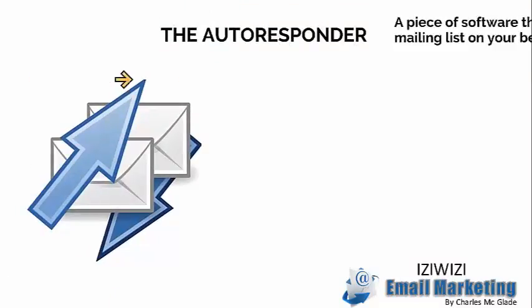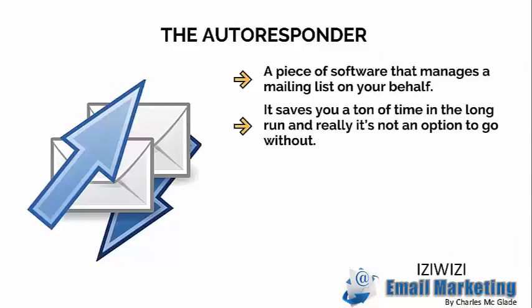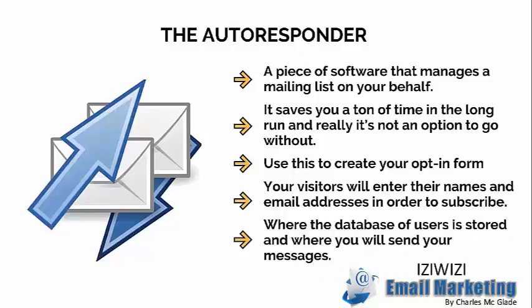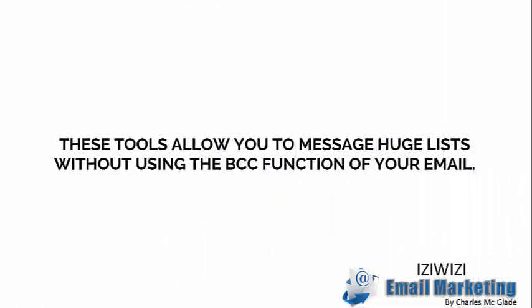An autoresponder is essentially a piece of software that manages a mailing list on your behalf. It saves you a ton of time in the long run, and it's really not an option to go without. Specifically, an autoresponder is what you use to create your opt-in form. This is where your visitors will enter their names and their email addresses in order to subscribe. From there, the autoresponder will then be where the database of users is stored, and it's where you'll send your messages. These tools allow you to message huge lists without using the BCC function of your email.